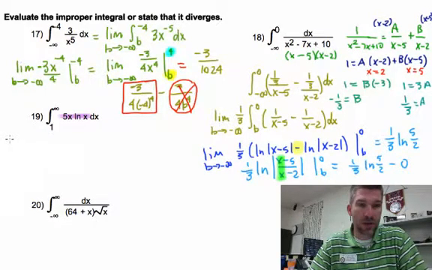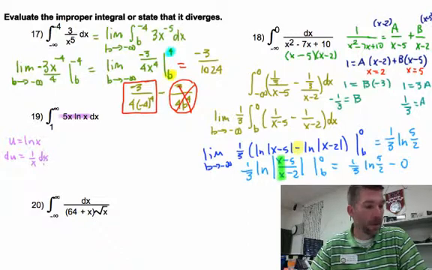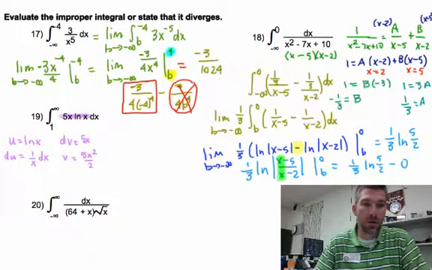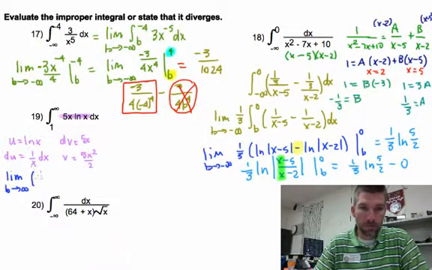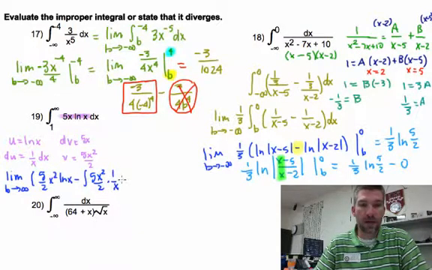And I'm going to let u equal natural log x, so du is equal to 1 over x dx. And I'm going to let dv equal 5x, so v is going to be equal to 5x squared over 2. This sets us up then for our integral, which is going to be the limit as b goes to infinity of the natural log x times 5x squared over 2, so 5/2 x squared natural log x minus the integral of 5x squared over 2 times 1 over x dx.